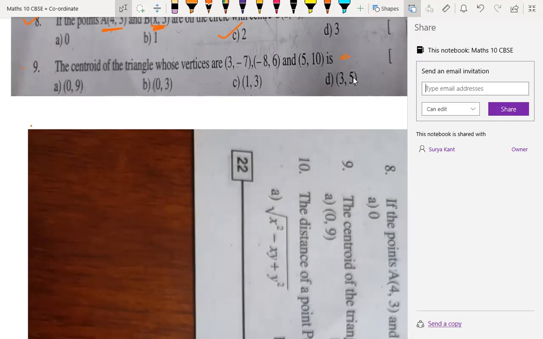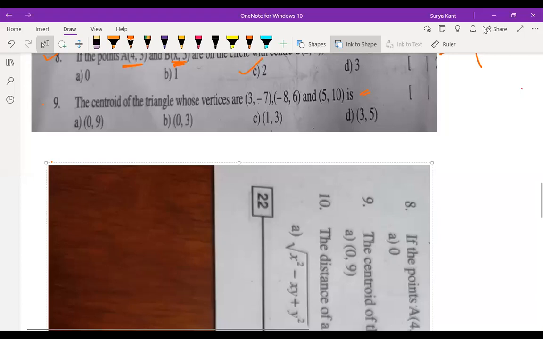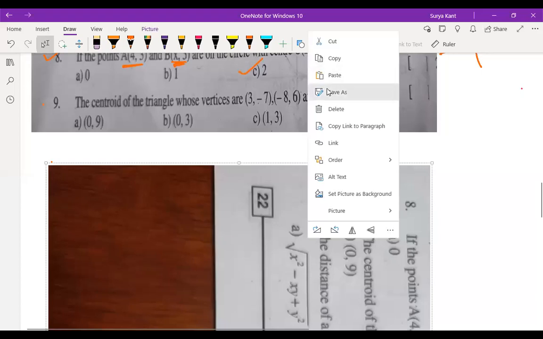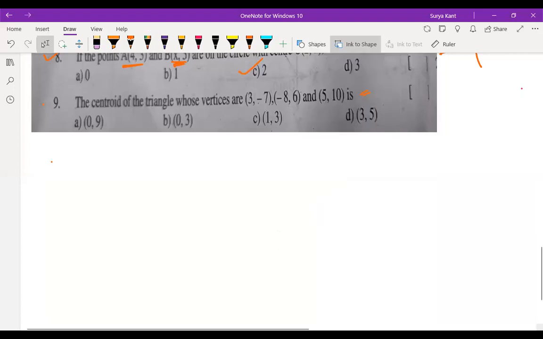Shapes, yeah. Is the rotation part there or not? I don't know, sir. I sent you, sir. Okay. All text, save as, delete. Okay, let me check.